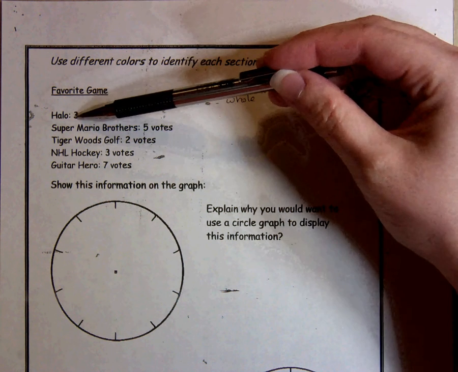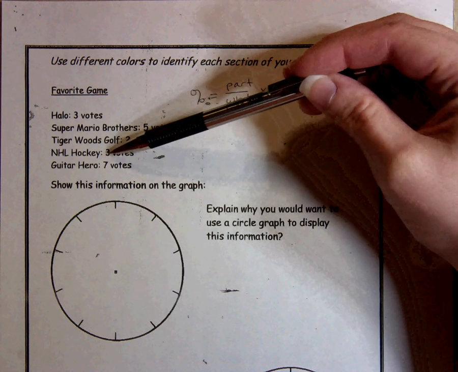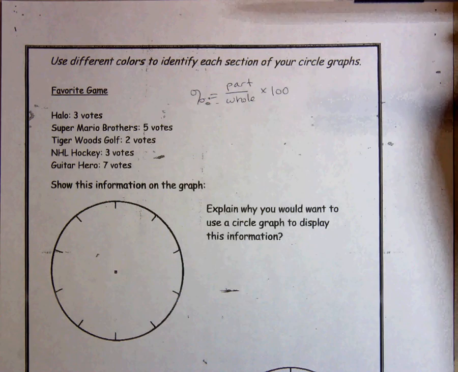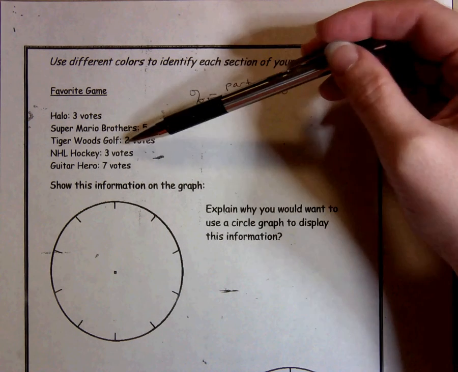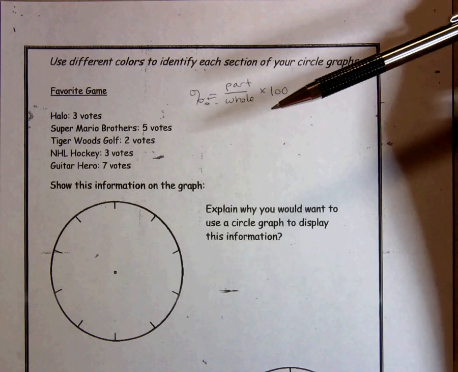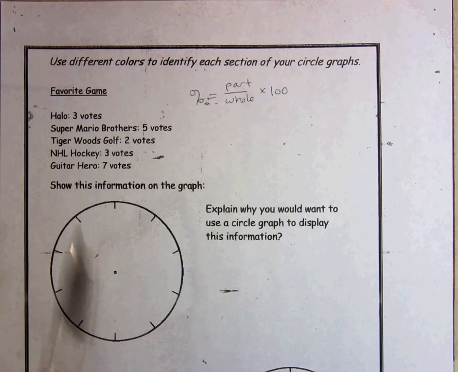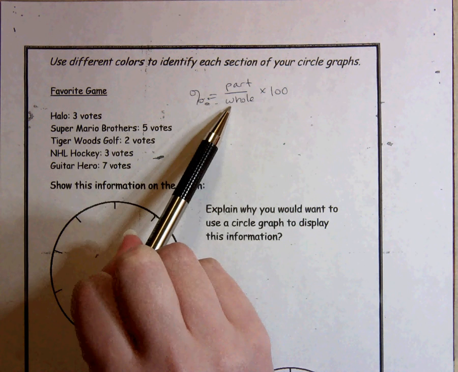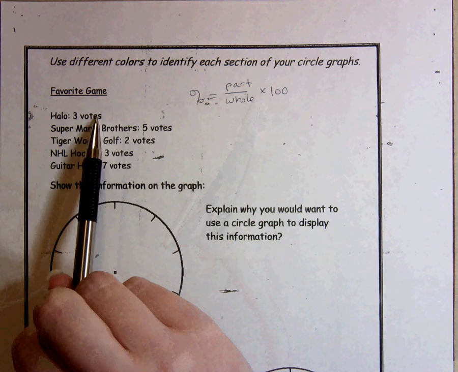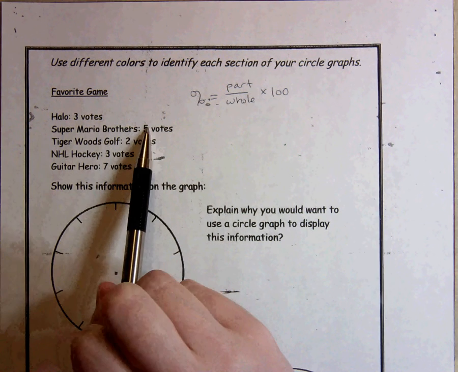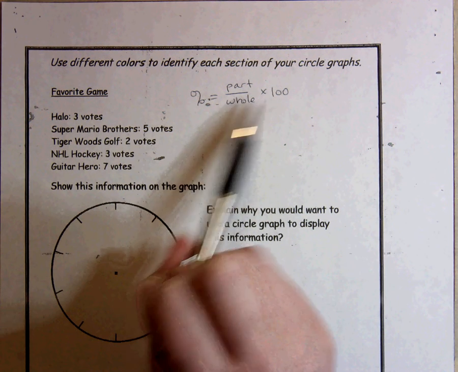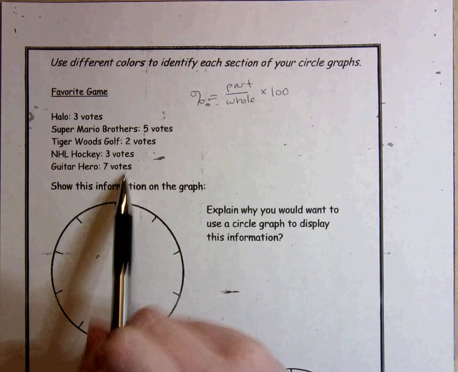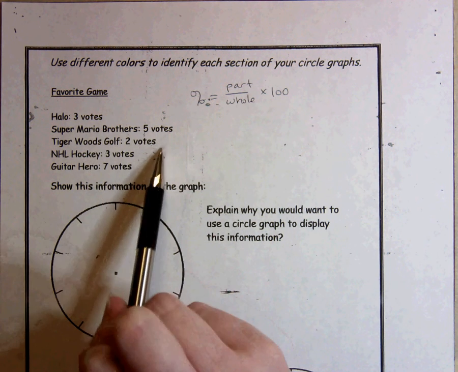So in this case, we're going to add up all of the votes to get a total. So if I add all of these up, I'm going to get 20. 3 plus 5 plus 2 plus 3 plus 7. So for each one, I'll take 3 divided by 20, which is the whole, times 100, and that'll give me the percent for Halo. 5 divided by 20, which is the whole, times 100 to give me the percent for Super Mario Brothers. I'm going to go through that, and I'm going to write those percents out here so that I remember them.